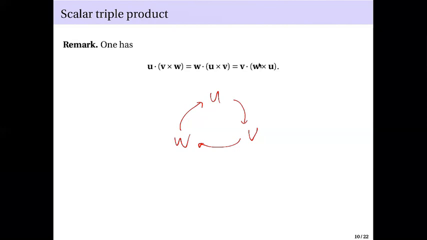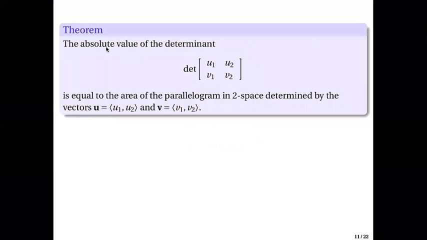But how is this useful to us? The absolute value of the determinant of this is equal to the area of the parallelogram in two space determined by the vectors u and v. So the absolute value of the determinant is equal to the area of the parallelogram in two space determined by the vectors u and v.